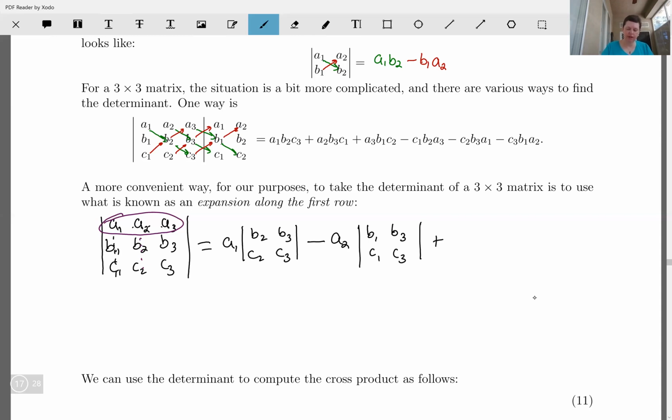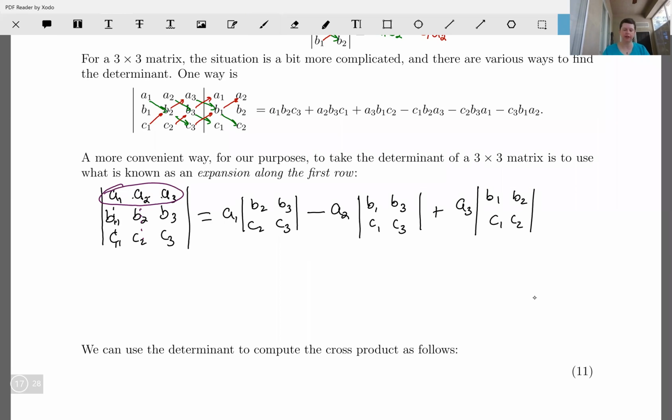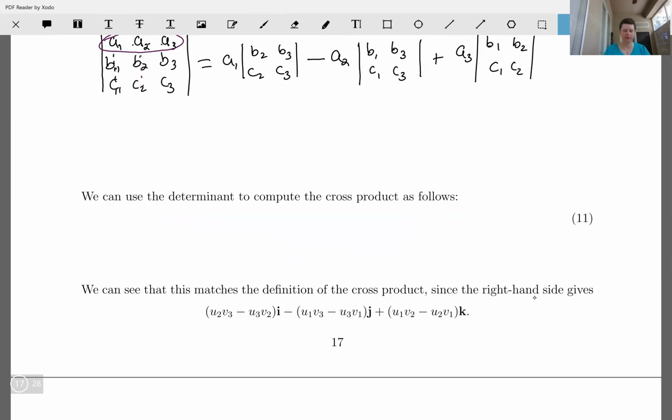And last but not least, we look at that third entry and we wipe out the third column and the first row. And so our matrix is B sub 1, B sub 2 in the first row, C sub 1, C sub 2 in the second. And if you evaluate all those determinants, you're going to get the same answer. Now, what does this have to do with the cross product, you might ask, and here we go.